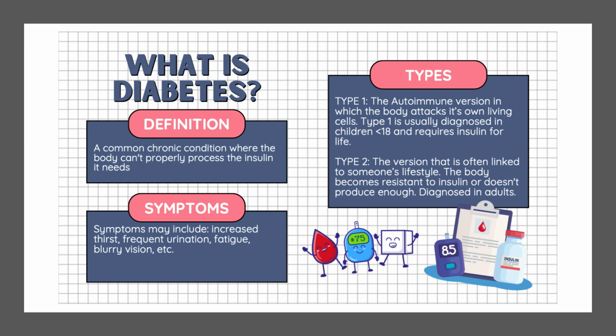There are two types, with type 1 being the autoimmune version, in which the body's own cells attack itself. This is usually diagnosed in youth, and this one requires insulin for life. Now we go to type 2, which is the version that is very often linked to lifestyle, and it is also the more common of the two types. It happens when the body becomes resistant to insulin or doesn't produce enough insulin to sustain that daily cycle of life that we talked about. Symptoms of this include increased thirst, frequent urination, fatigue, blurry vision, and other symptoms.